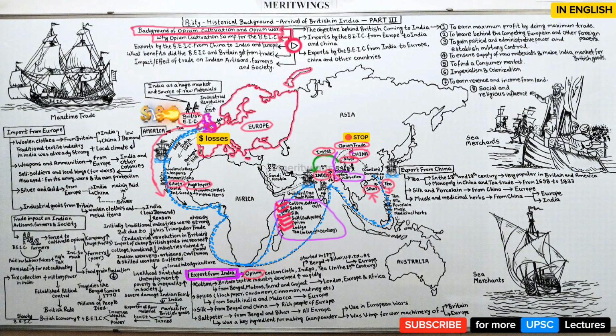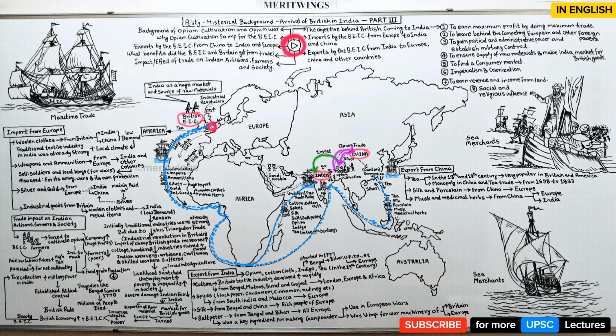Later, due to this, the Opium Wars took place in 1839, in which Britain defeated China and continued its opium trade in China. Friends, at this time, the British East India Company used to send some amount of opium from India to Europe as well. Okay? Now friends, let's talk about what the British East India Company exported from China to India and Europe at this time.